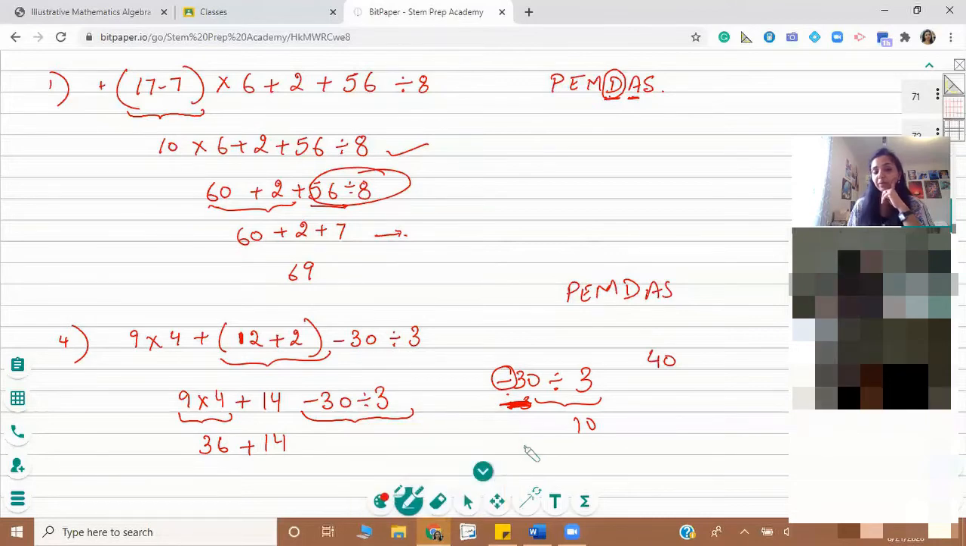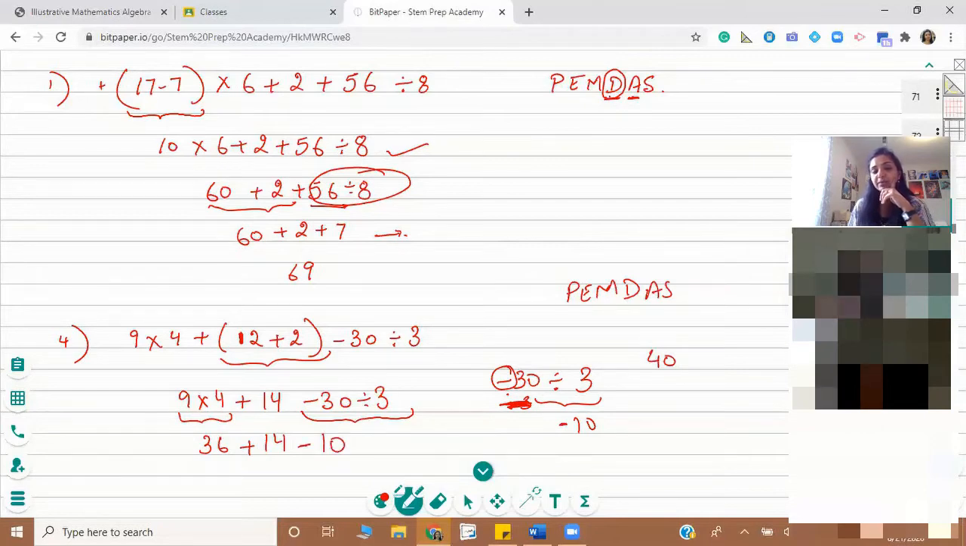No, are you opening the parenthesis? You are not opening any parenthesis over here. So you will be getting minus 10. Minus 30 divided by 3, the final answer will get the minus sign and this will be 10.